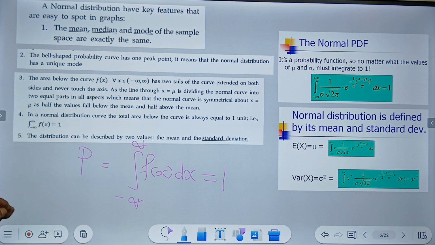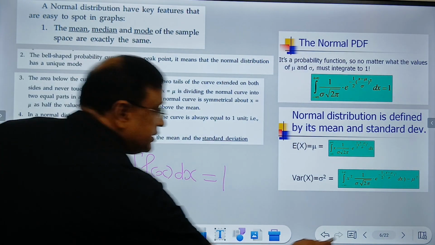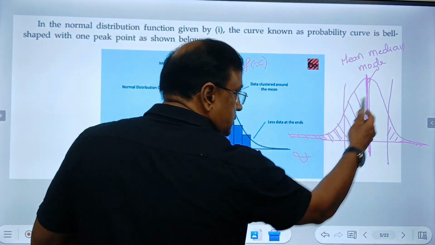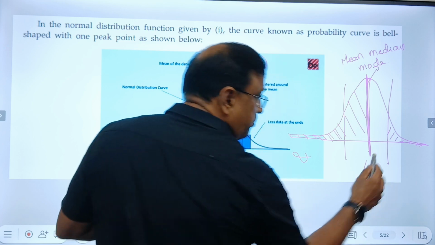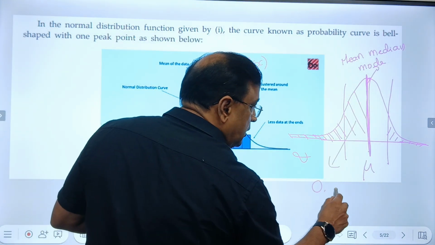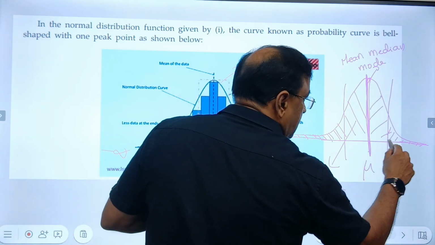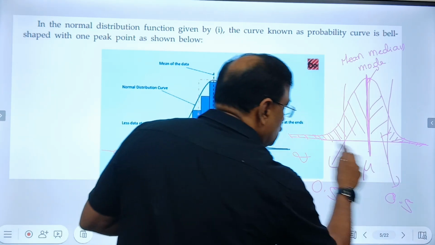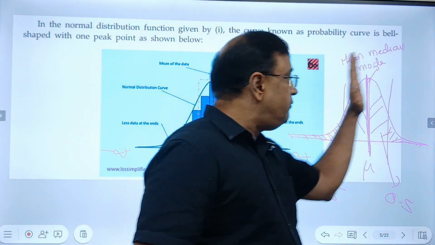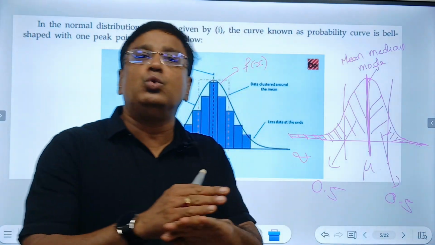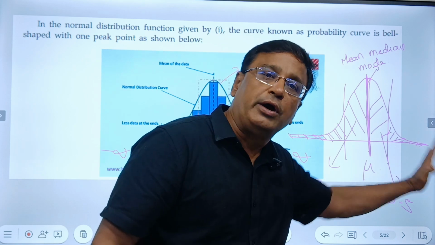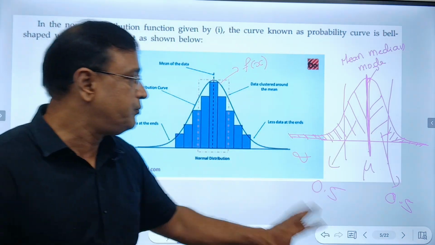And not only that, this is a bell-shaped curve. This is where you have your mean. Mean is represented by mu. This area will be half, and this area will be half. So the total area is 1. So this line x equals mu divides this bell-shaped curve into two equal areas, where the left side is 0.5 and the right side is also 0.5. Is it clear?